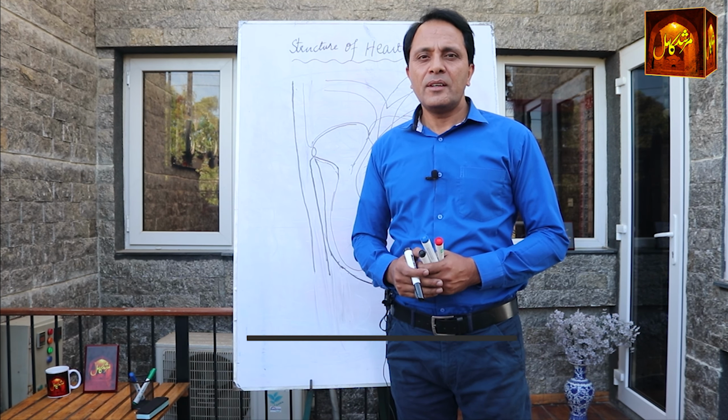Second, the heart is a pump that is made up of a special type of tissue called cardiac tissue. These cardiac tissues are myogenic in nature. Actually, we have three different types of muscles: smooth muscles, skeletal muscles, and cardiac muscles. But these cardiac muscles are myogenic.